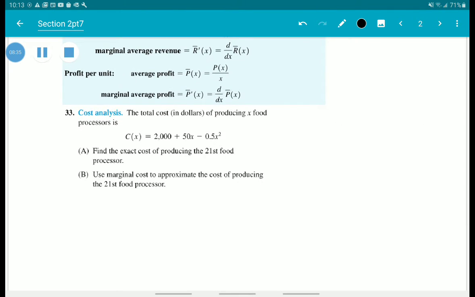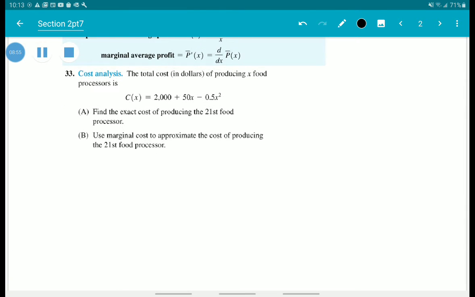So let's look at a few examples. In this first one, we're doing a cost analysis. They're giving us a cost equation. They're asking us to find the exact cost of producing the 21st food processor, and then we're going to use marginal cost to approximate it. So this is going to let us see how close that marginal cost is to that exact cost.